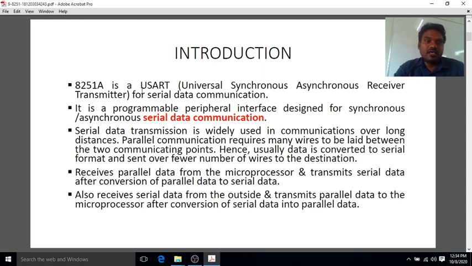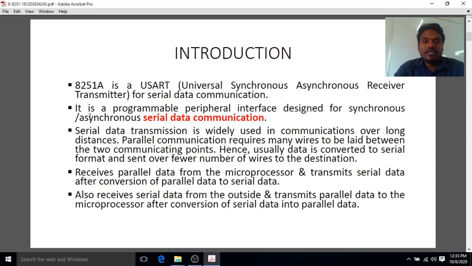8251 is, as I said, that is USART, Universal Synchronous, Asynchronous, Receiver and Transmitter for the serial communication. Serial communication is nothing but bit by bit, whereas parallel communication is nothing but one byte after another byte. So it is a port which supports the serial communication.